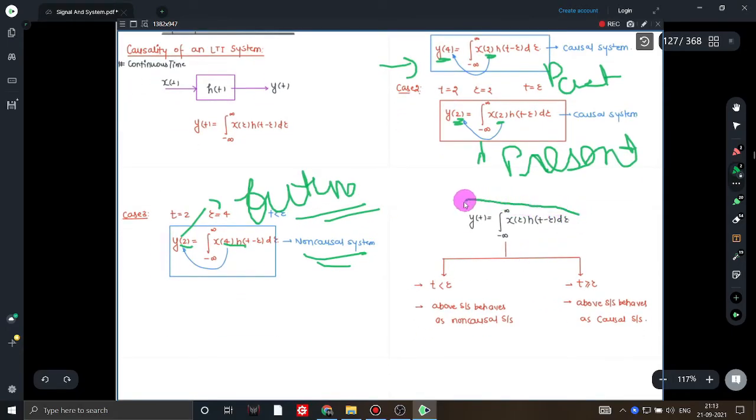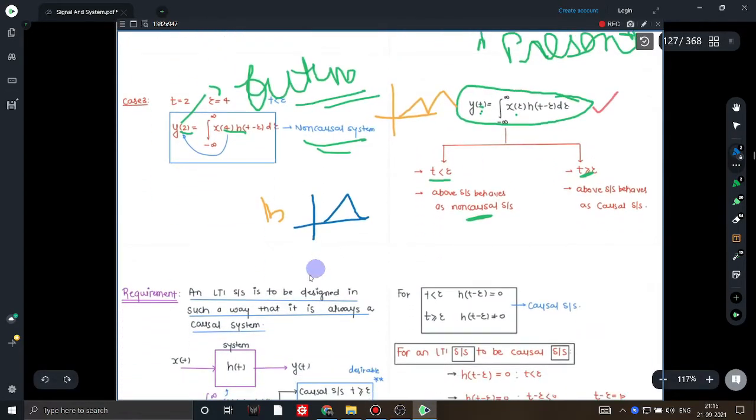So the output depends on the future of the input. See this equation, it is a convolution equation, so it has a condition. If t is less than tau, this becomes past and this becomes future, so this system will behave as a non-causal system. And if t is greater than tau, then this becomes past, and it will behave as a causal system.